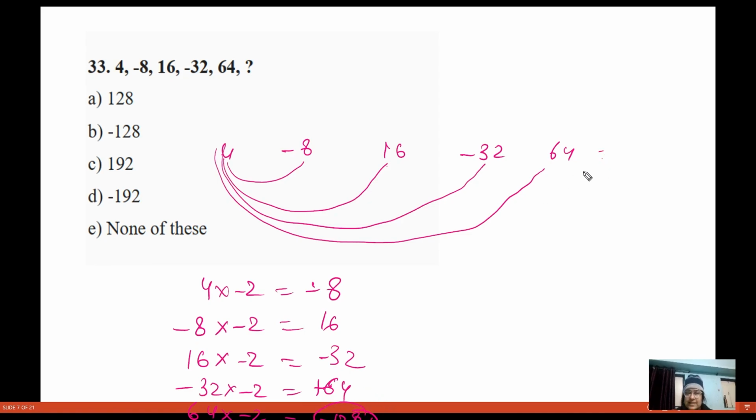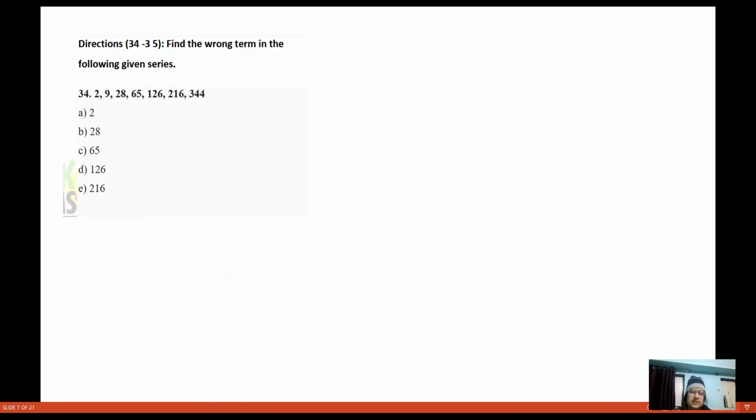Now this series is easy. But what we have to understand here is that you keep your minus 2 constant, otherwise you will arrive at a wrong answer. So keep your minus 2 constant. This is that easy.